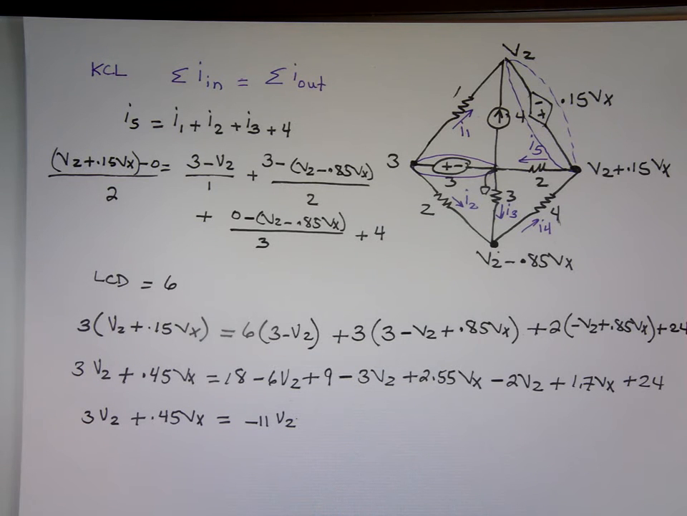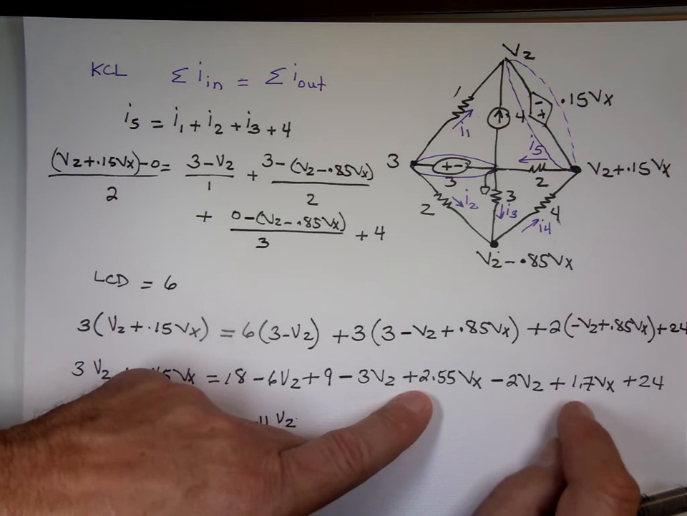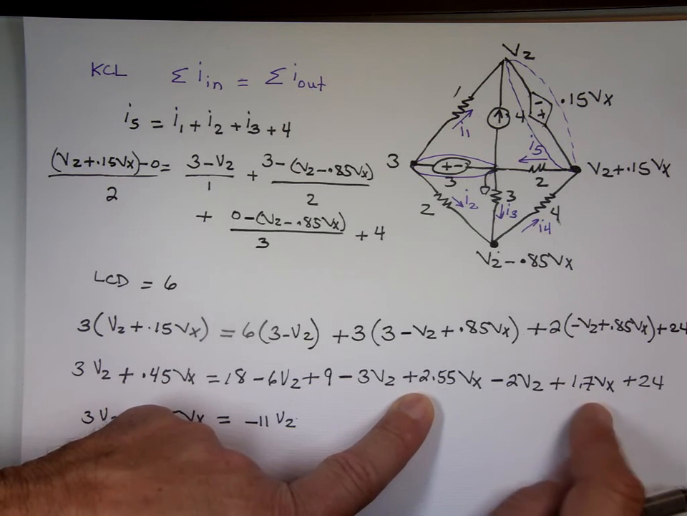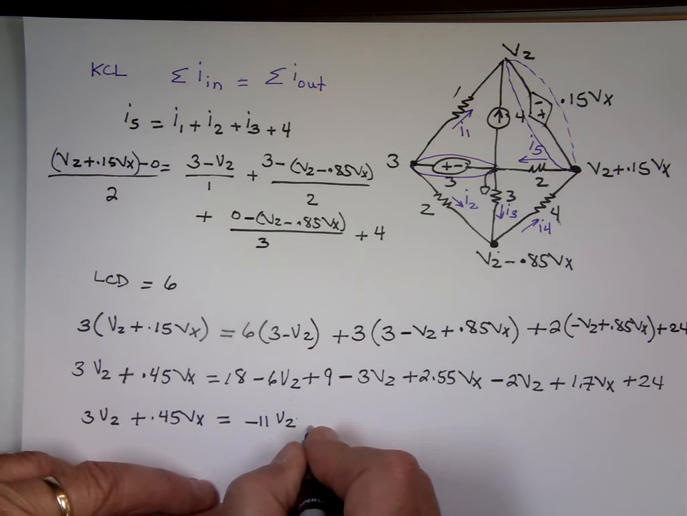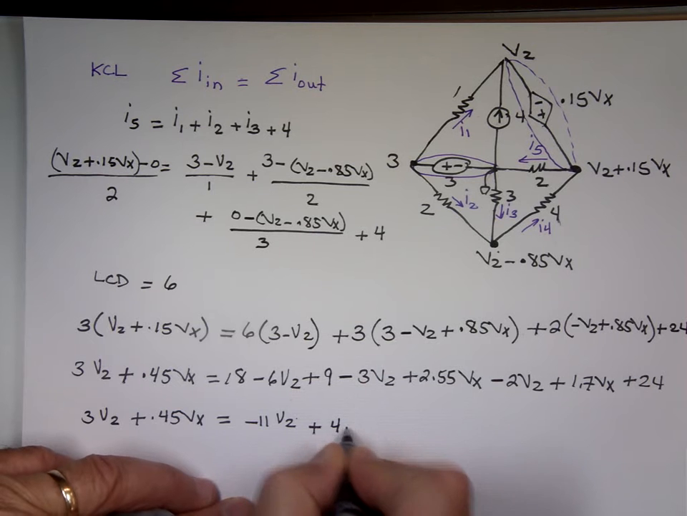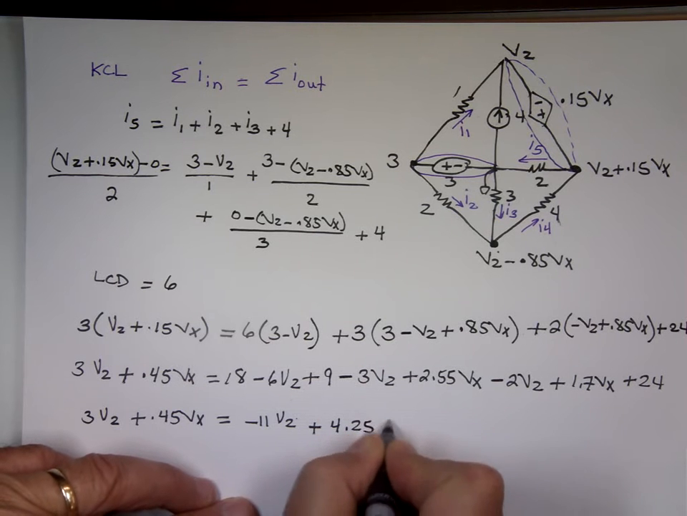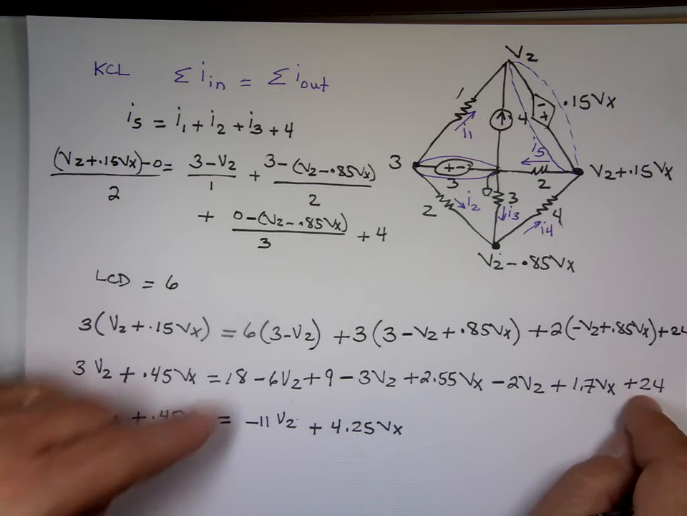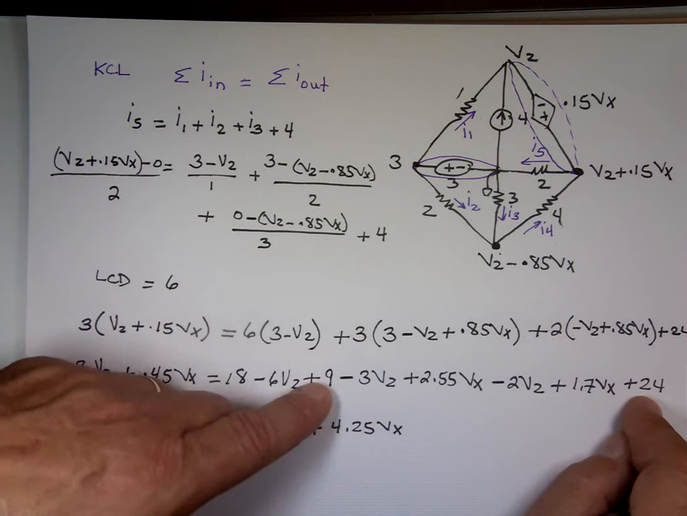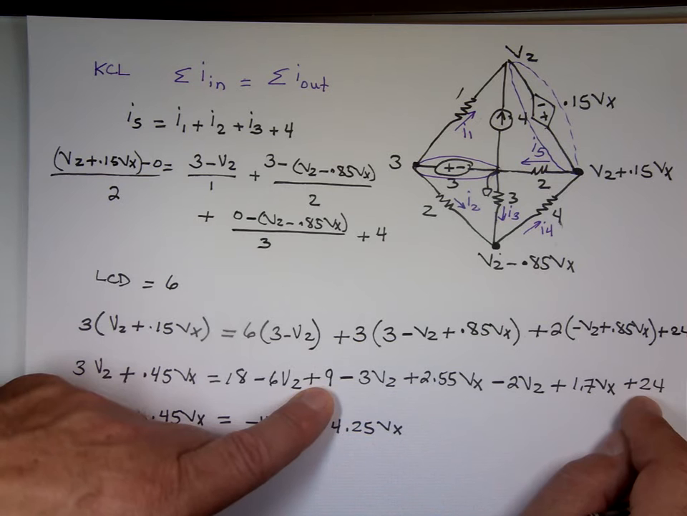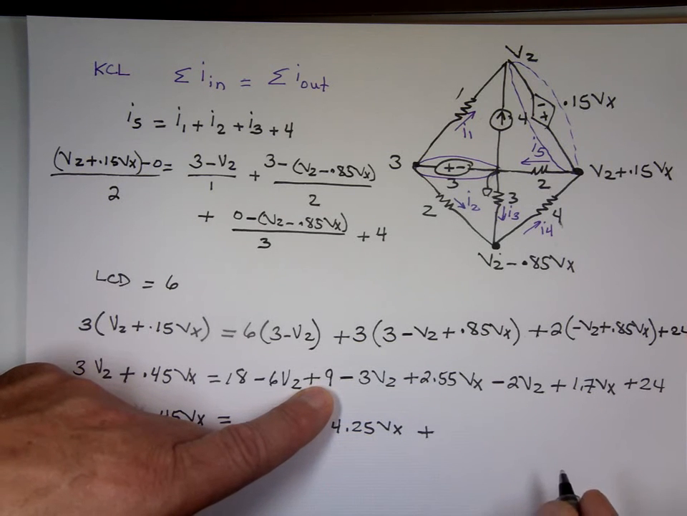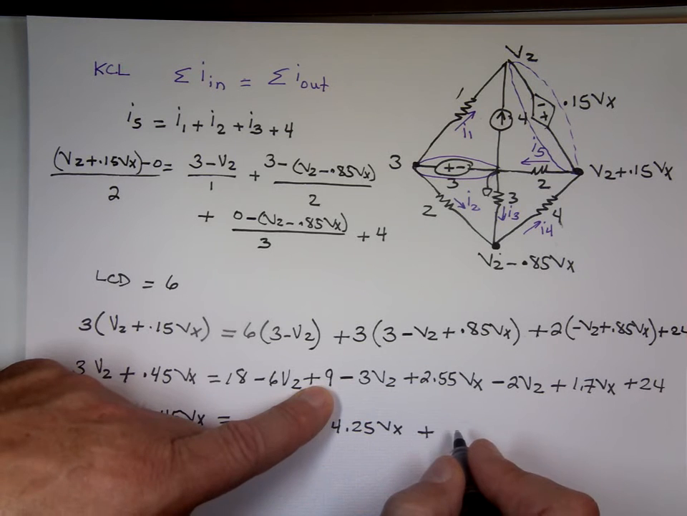Let's look at the Vx's. 2.55, 1.7. Any more on this side? Am I blind? That looks like what? 4.25 you said? Vx. And let's look at the constant. 24 plus 18 plus 9. 18 plus 9 is 27. 27 plus 24 is what? 51.